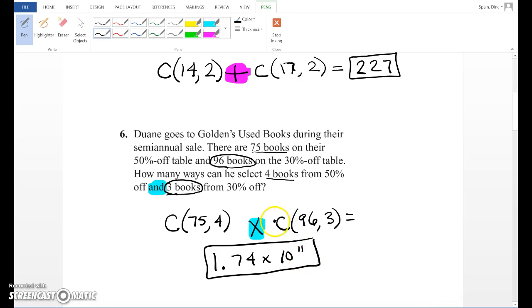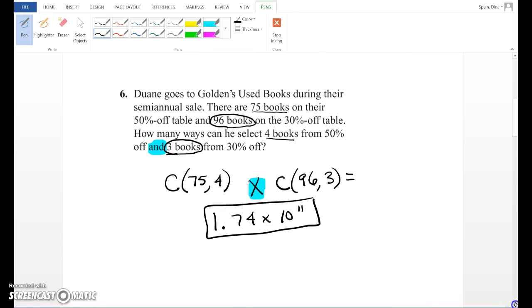For this one, we used combinations again because for the things that we were choosing, there's no distinction between these 4 books. It didn't say one has to be red, one has to be green, one has to be a math book, and one has to be an English book. It didn't say that. It just said 4 books. Same with the 3 books. Since it says "and," he's going to pick 7 books total. So that's why we were multiplying there.